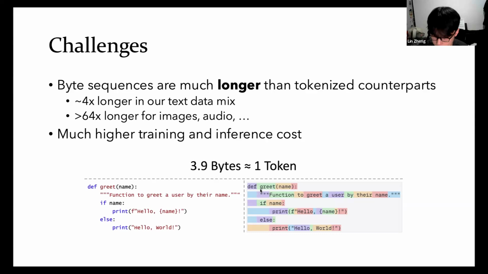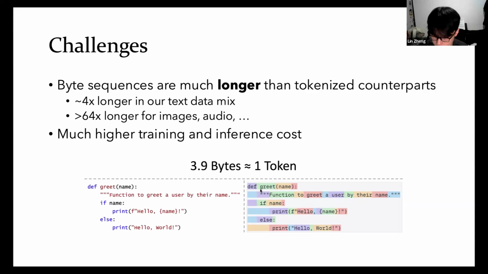For example, in our data mix, which is mostly natural language text, math, and code, byte sequences are usually 4x longer than their tokenized counterparts. In other domains like images, audio, or video, they're usually 60x longer, or even 100x longer. This definitely is a big problem and adds much more overhead to both training and inference.